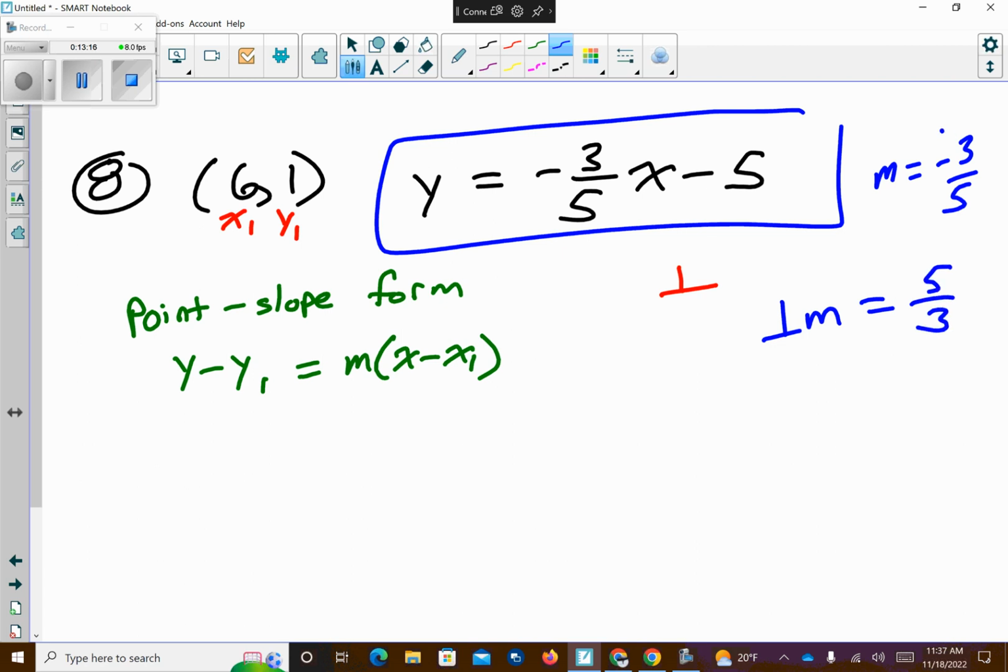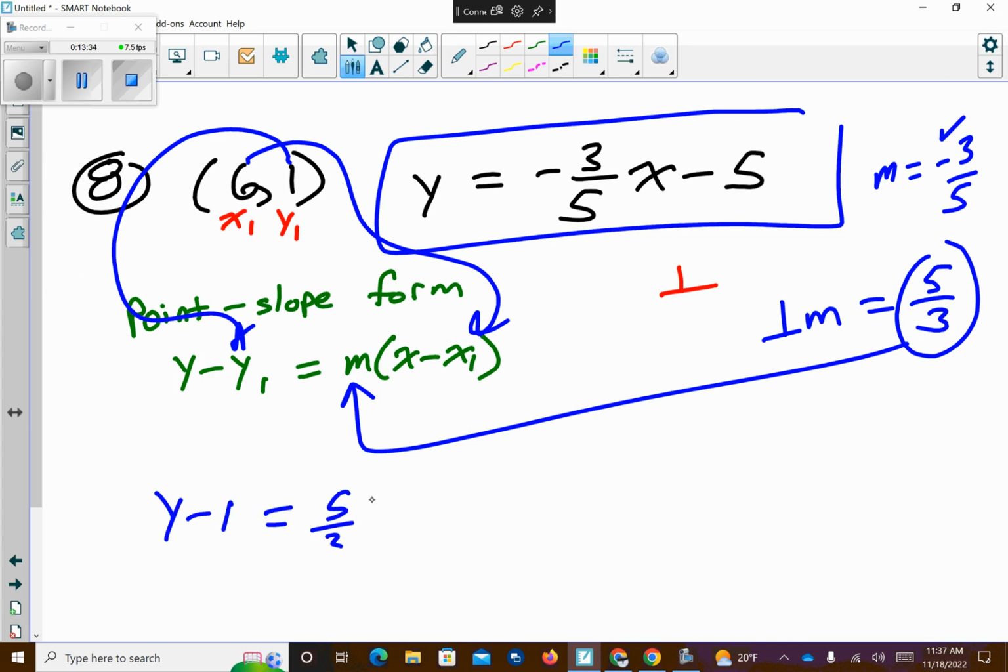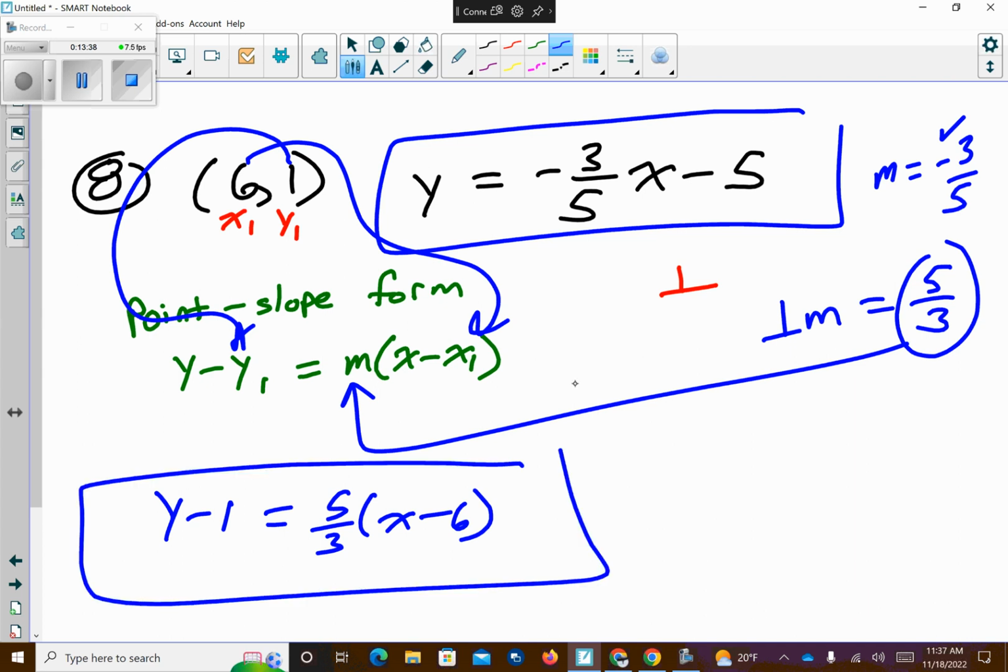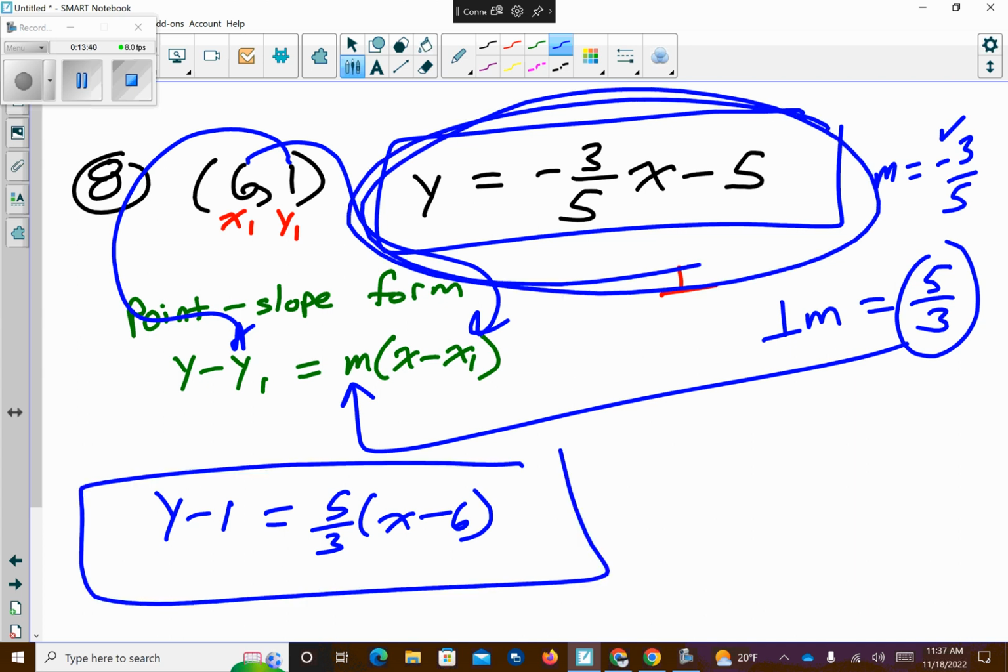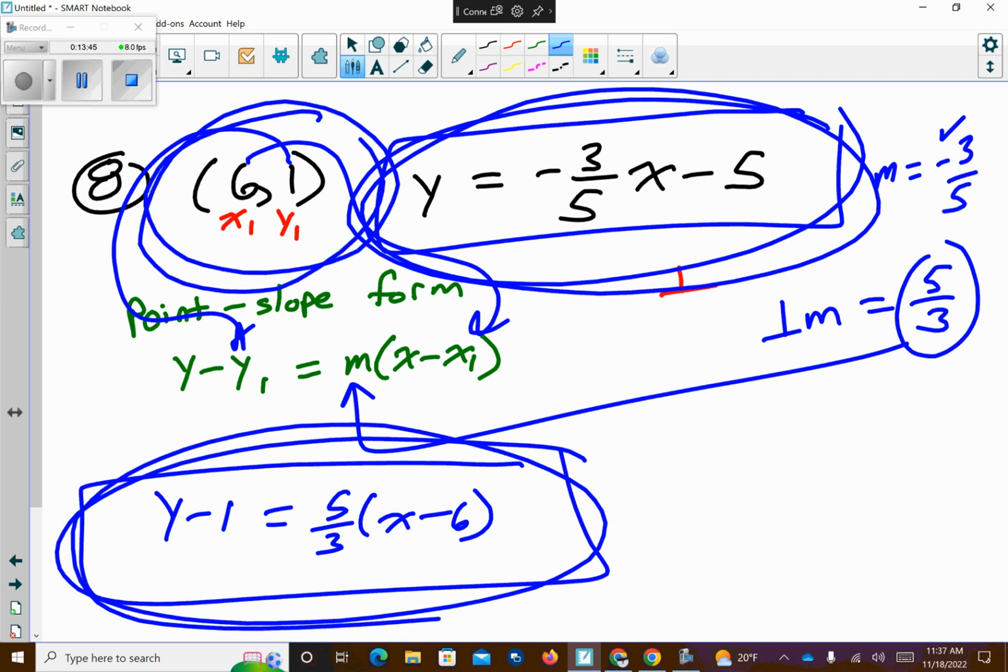It's going to be the opposite sign. The original slope was negative, so this one's going to be positive and flipped over. So now I'm going to take the perpendicular slope, x1, y1. Okay, y minus 1 equals 5/3 times x minus 6. This equation is perpendicular to this equation. This equation also contains this point.